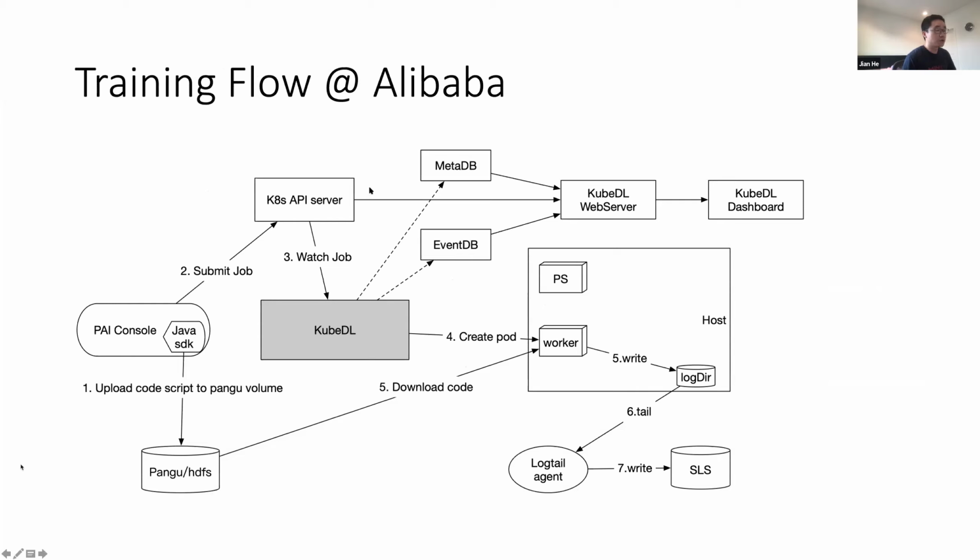A little bit of the training flow at Alibaba. So this is a bit of detail. I'll not talk too much in detail, but the basic concept is that we have users and a platform which we call PAI. Users submit from the console, which translates into the Kubernetes API server, and then KubeDL will spawn up the jobs, and they will run on any of our hosts.